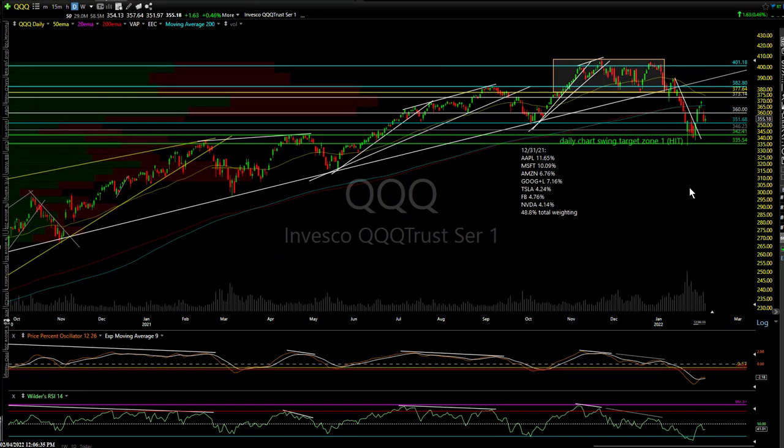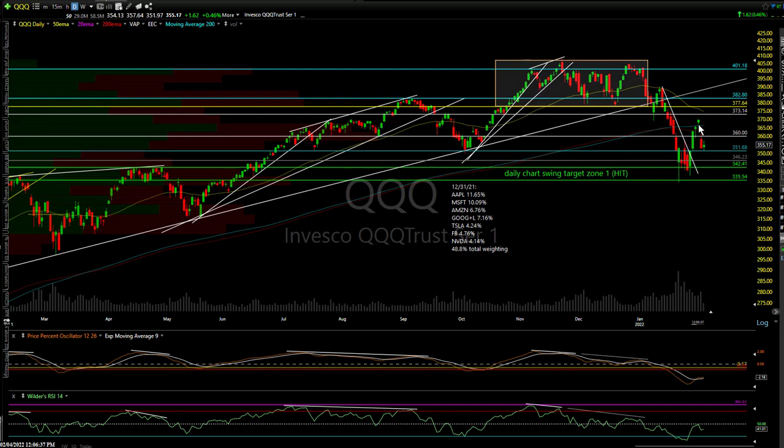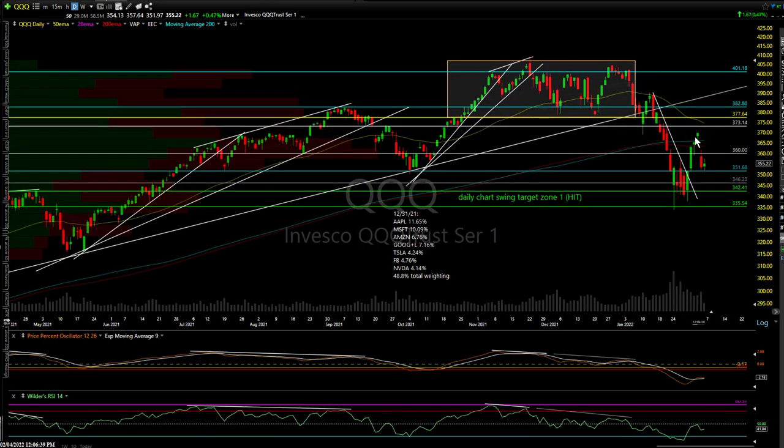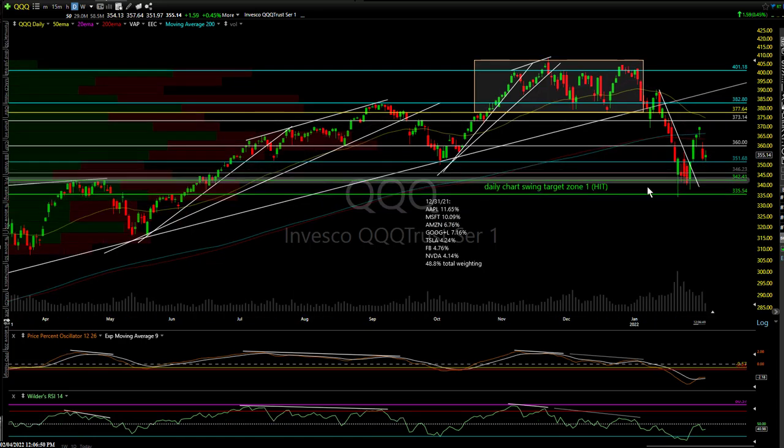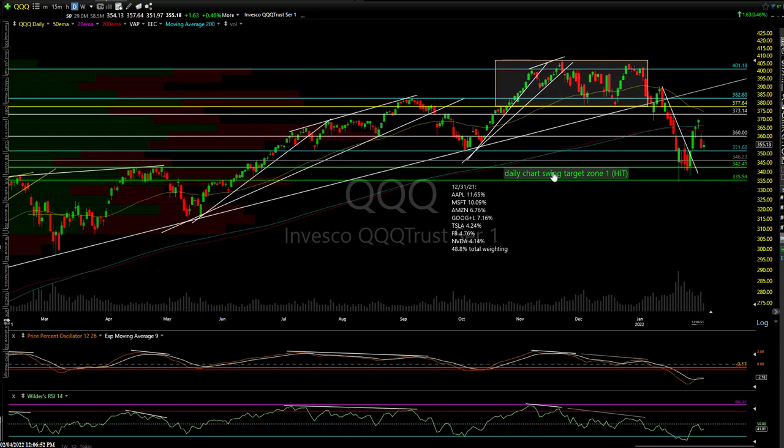Walk it down to the daily chart. All we see here, you can't see the lines, I haven't turned them down. This is basically a backtest of the 200-day moving averages, which were broken, and now we're back below them again after breaking them, backtesting and back down there. And again, on the daily chart, we hit the bottom of my first target swing zone as well, which was aligned with that weekly target.